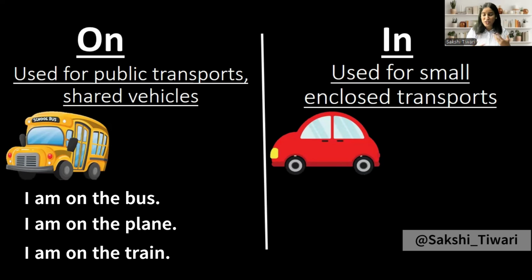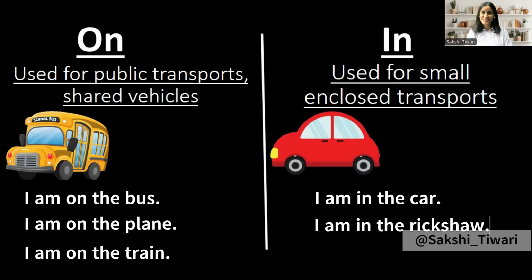Now, when we're talking about small, enclosed, private transports, we can confidently use "in". I'm in the car. I'm in the rickshaw. I'm in the van. So again, personal, private, enclosed, small vehicles, we use the preposition "in". Otherwise, if it's a public, shared transport, we use the preposition "on". I hope you understand.